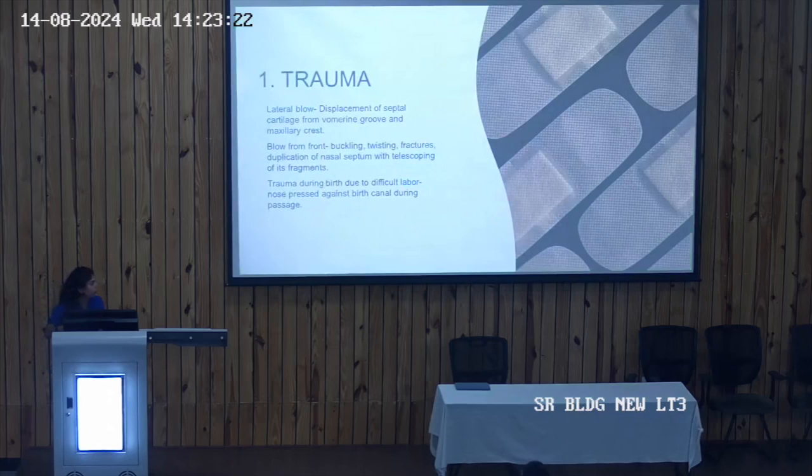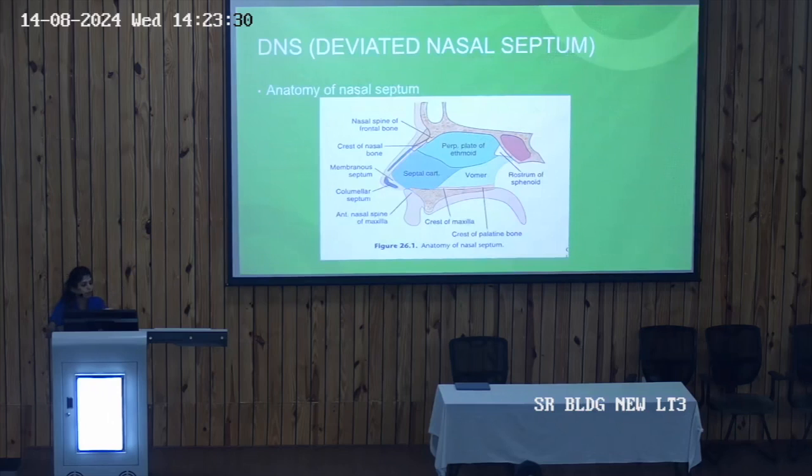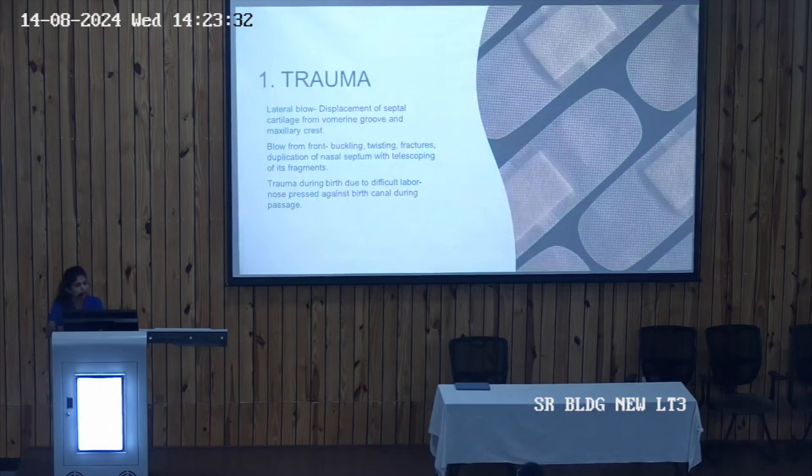The most common cause is trauma. It can be a lateral blow, which will cause the displacement of the septal cartilage from the vomerine groove and the maxillary crest. Then a blow from the front will cause buckling or twisting of the nasal septum. Fractures, duplication of the nasal septum with telescoping of its fragments. Also, DNS from birth.